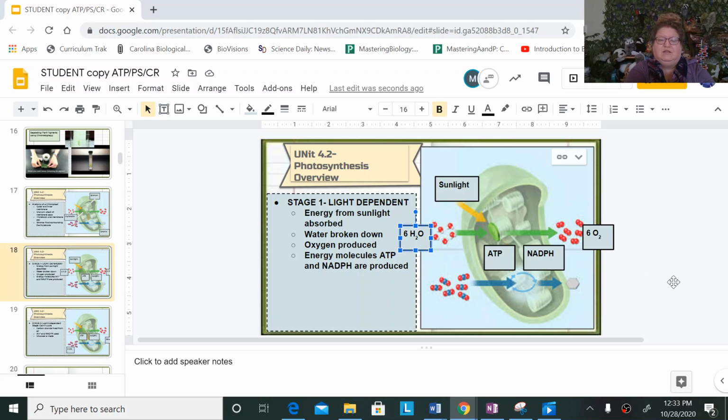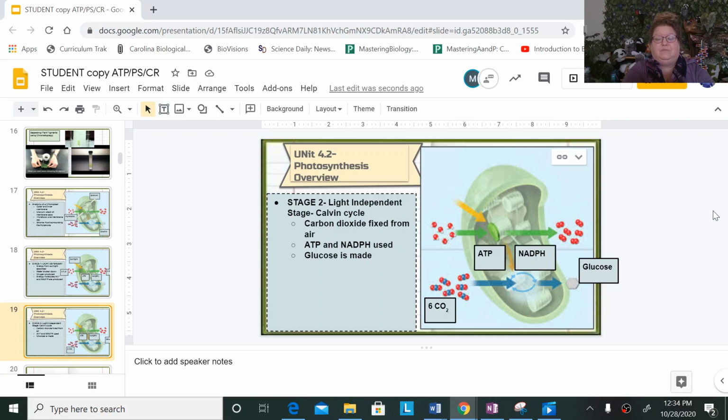So we know that photosynthesis makes sugars, but I don't see sugars yet. What's going on with that? Well, we aren't making them yet. We need a second reaction to do that, and that would be our light independent reaction. So on slide 19, we have our stage 2, which is the light independent reaction. This is also called the Calvin cycle.